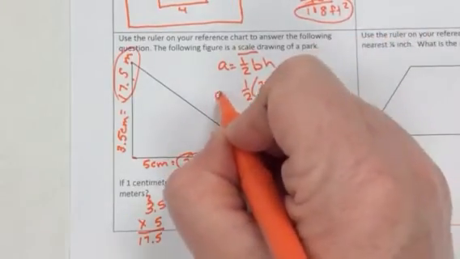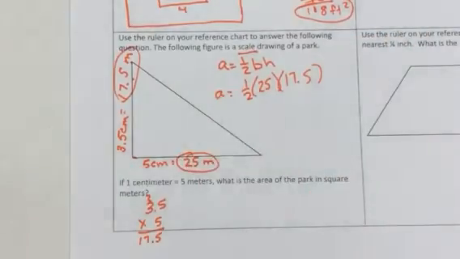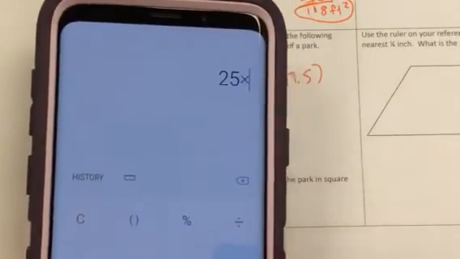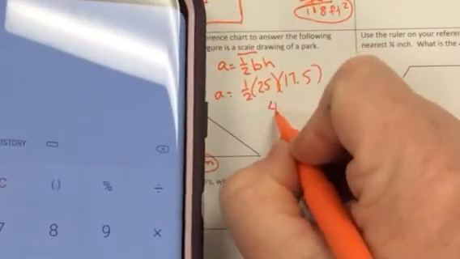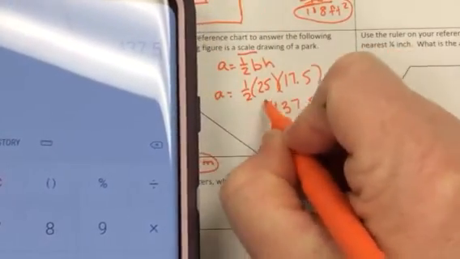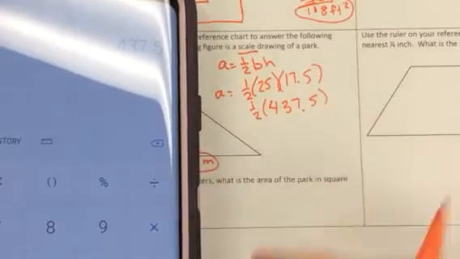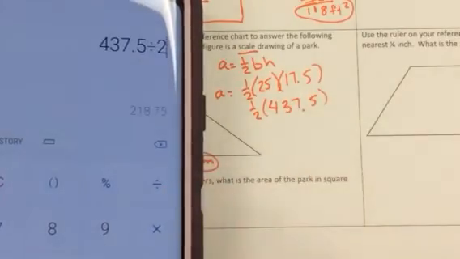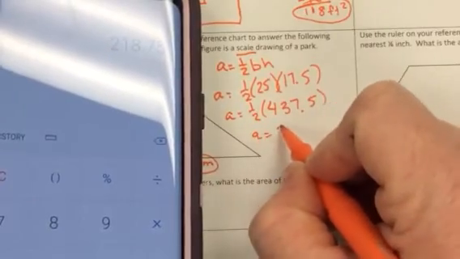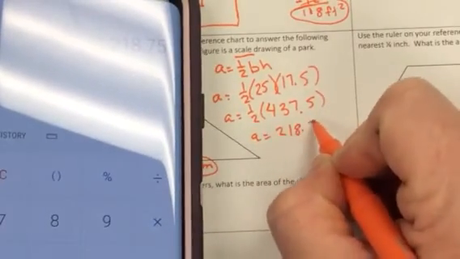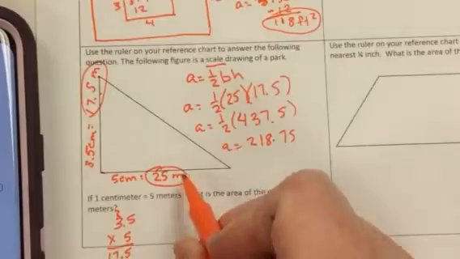I'm going to grab my calculator really fast so I don't make your video any longer than it has to be. Okay, so I'm going to say 25 times 17.5 is 437.5, and then I need half of that. So I'm going to divide by 2. My area will be 218.75. Now it's in square meters.